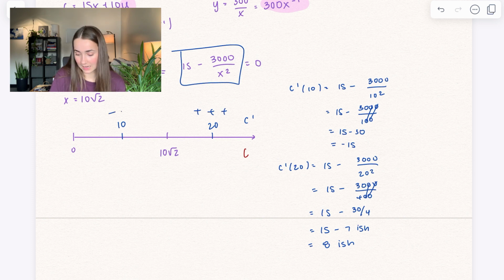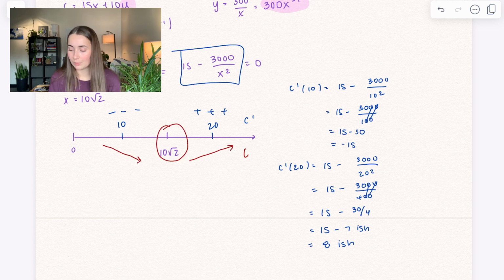My other interval I got a negative value, which tells us our cost function switches from decreasing to increasing at our critical value. So here is proof that we found our minimum.